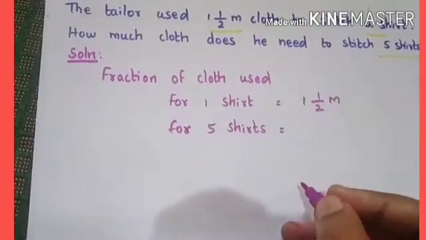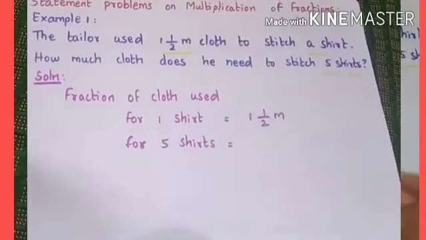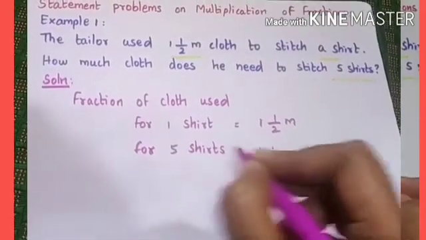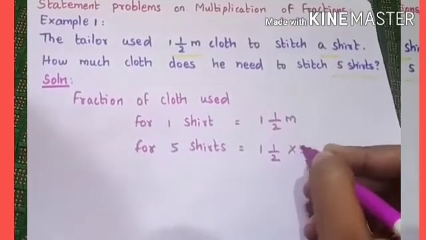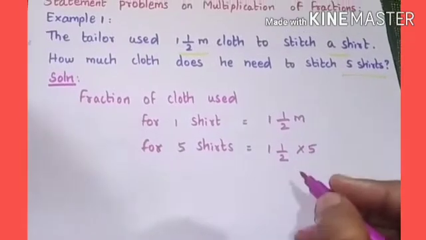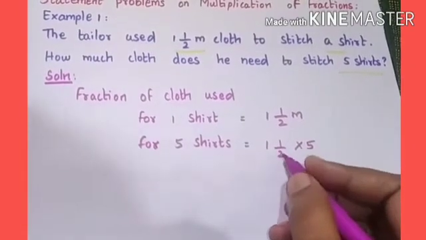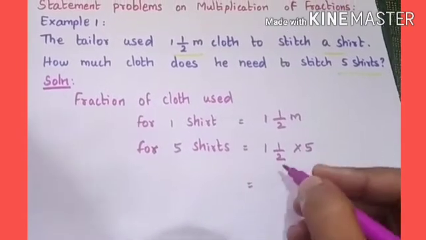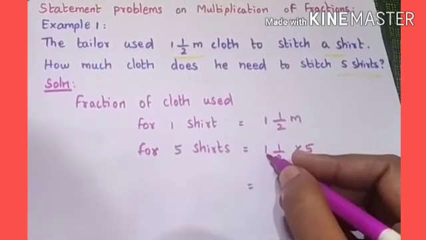That is 1 by 2 multiply 5. What type of fraction is this? Yes, it is a mixed fraction. So, we have to convert it into an improper fraction.